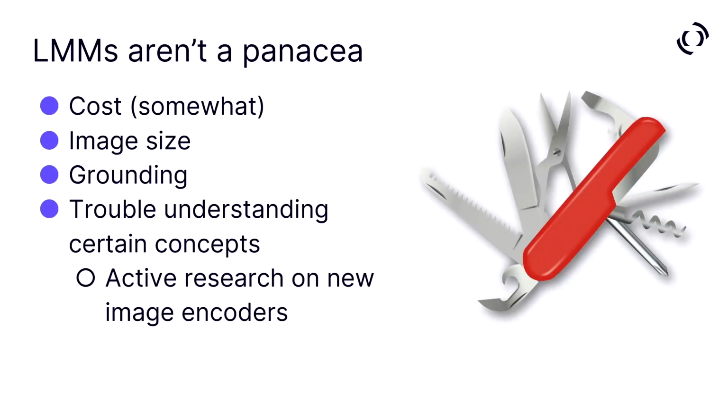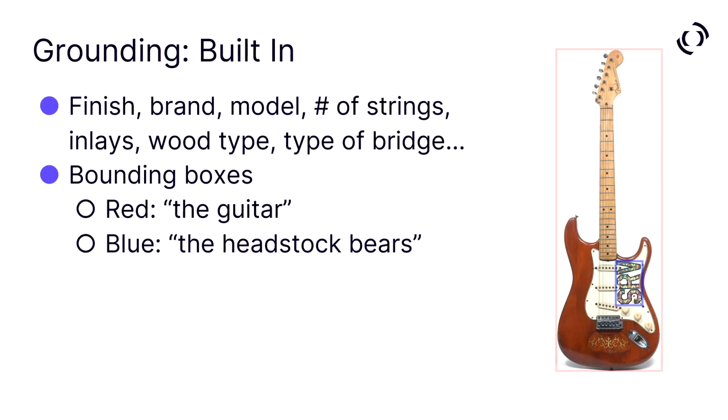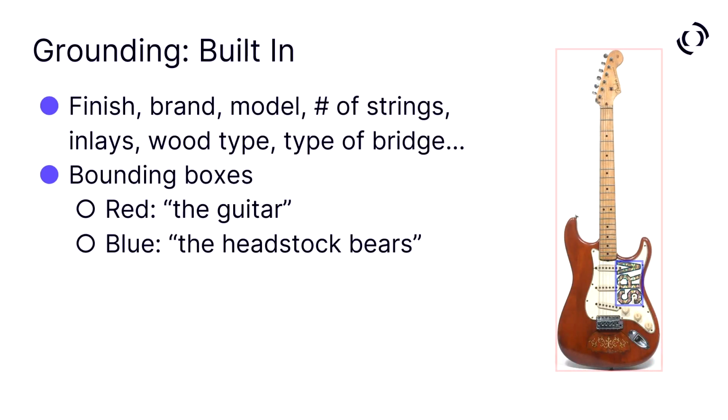So we mentioned grounding. Just to go over what that is in a little bit more detail now. This is the built-in grounding from GPT-4V. I gave it this image of a guitar, and I asked it to describe what it saw in as much detail as possible. And it was actually really, really good at this. It was able to give me the finish, the brand, the model, the number of strings, that it had some non-standard inlays, even the type of bridge and what that meant for what the guitar could do. And to get the grounding, it gave me two bounding boxes. One was in red, which is the guitar, which is accurate. I don't know how helpful that is, really, but it's definitely correct.